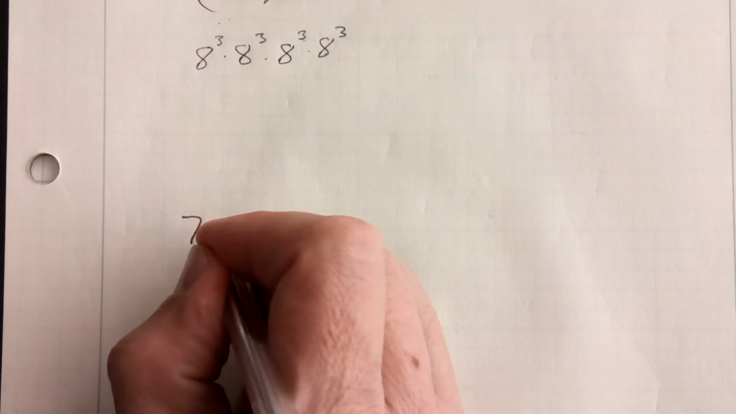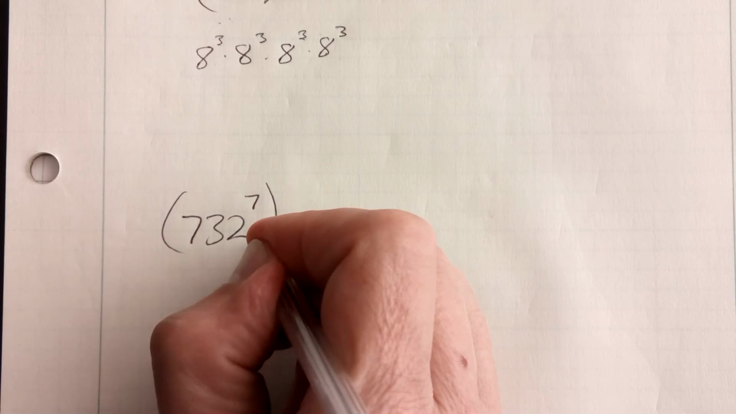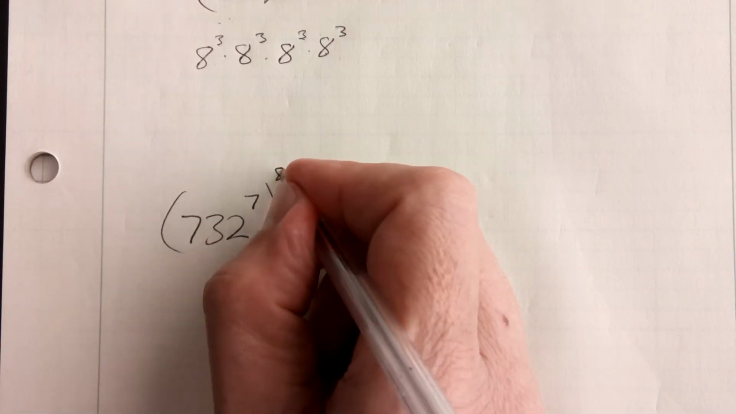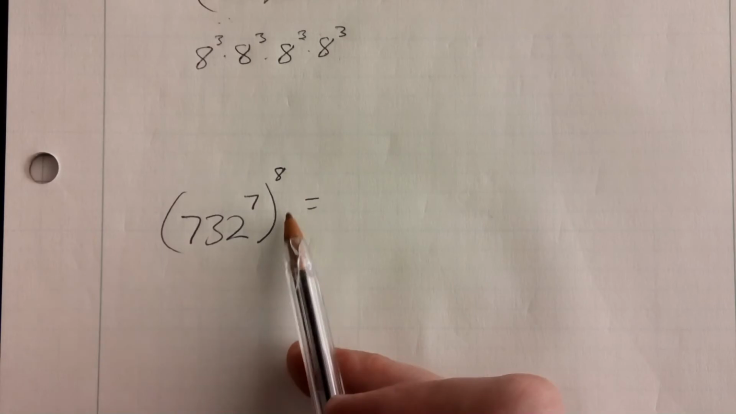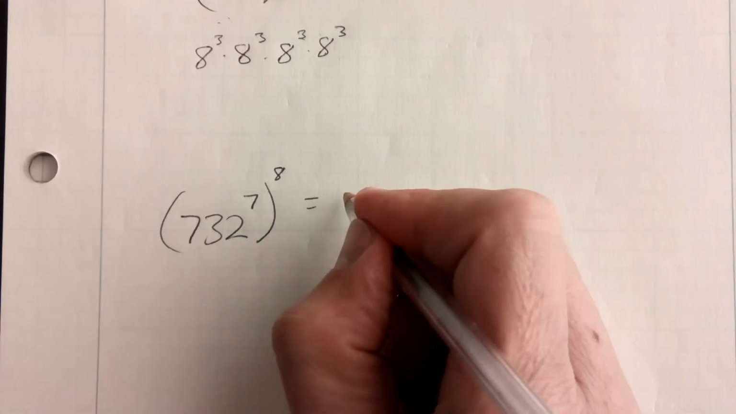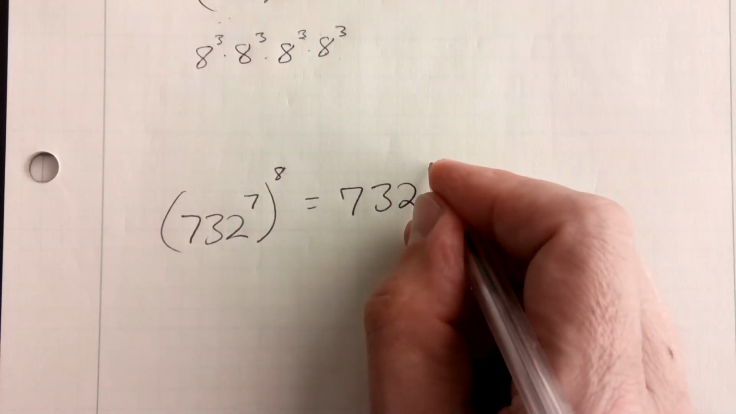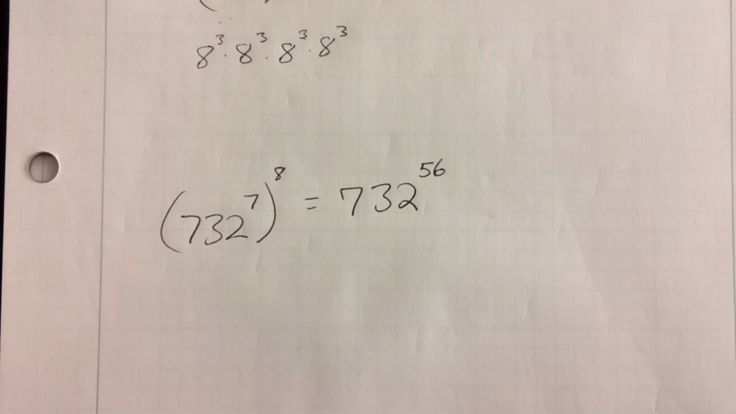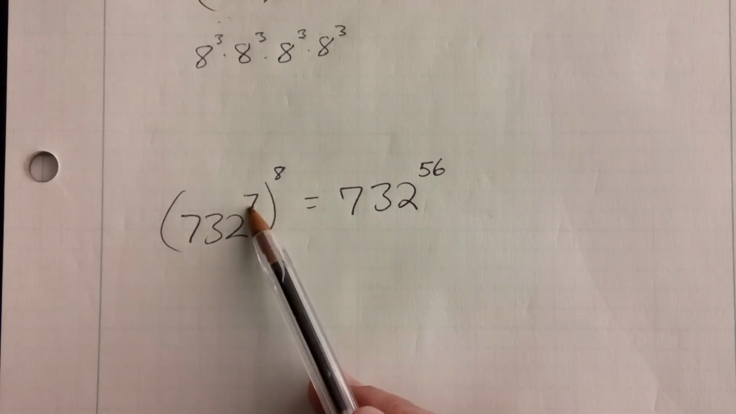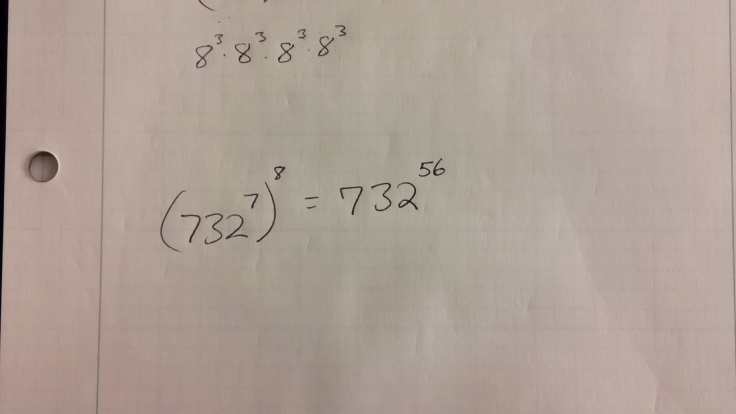So you might get something like 732 raised to the 7th power, all of that raised to the 8th power. Well, as long as you know what 8 times 7 is, this problem should be very simple. It's 732 raised to the 56th power, because that's what 8 times 7 is. So don't confuse it with the product rule and add them. This is multiplication.